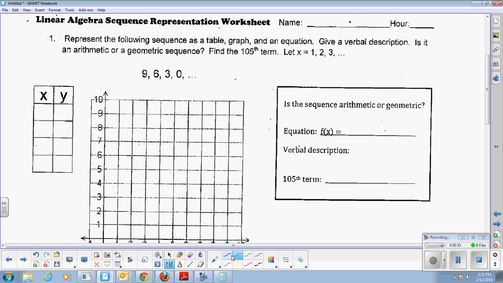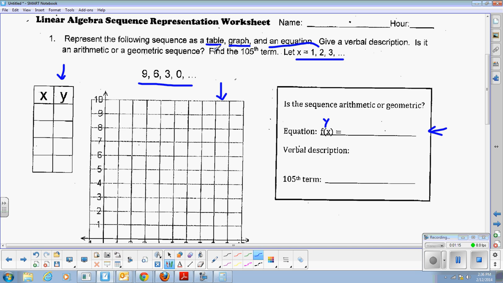Problem 1: we say represent the following sequence, that would be this sequence right here, as a table right there, a graph right here, and an equation. And the equation is written right there. Notice the f of x. Again, the f of x has the same meaning as the letter y. Give a verbal description. Is it an arithmetic or geometric sequence? Find the 105th term. Let x equal 1, 2, 3. That's important. Let x equal 1, 2, 3. What terms are we giving you here? And what term weren't you given?